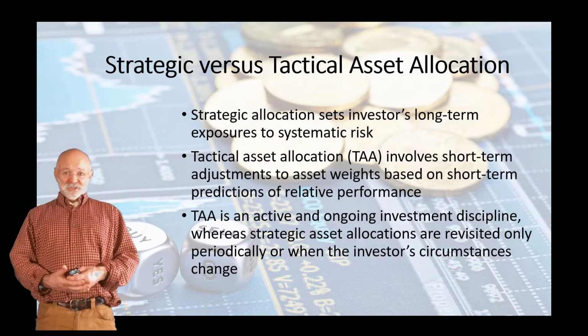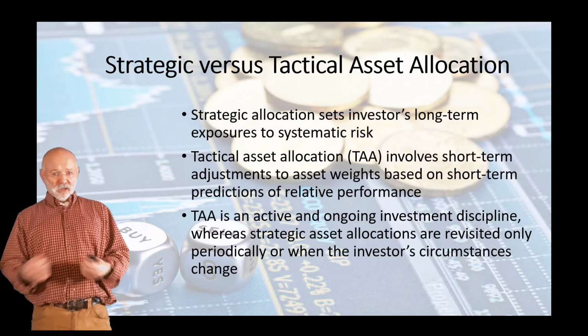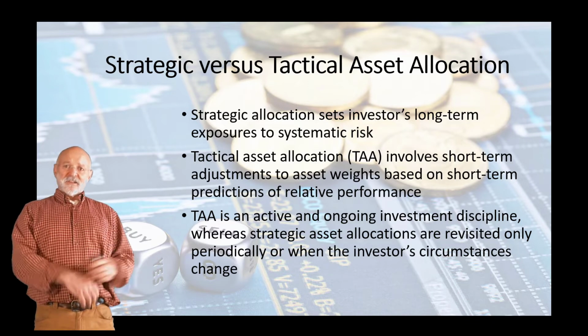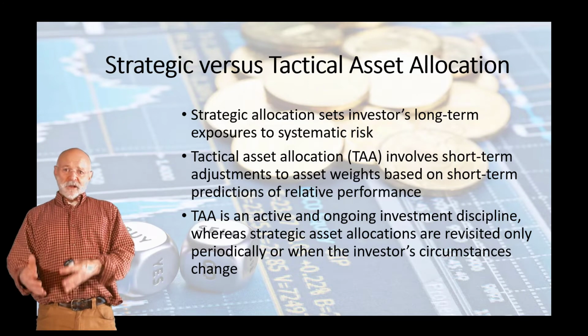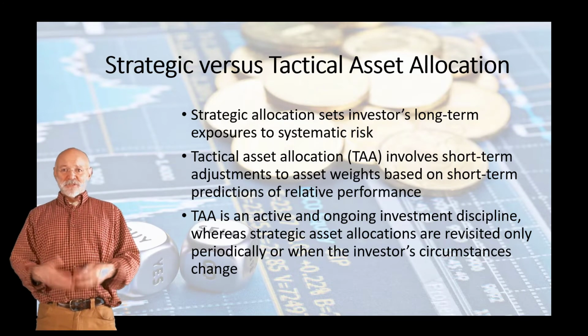Going to cash, for example, is a tactical move. We might decide that the risk level is too high, the volatility is too high. Now is a good time to take part of the portfolio and set that aside in cash to reduce our overall risk. Maybe we're going to take our bond exposure and move from BBB bonds into AAA bonds, just to be safer.